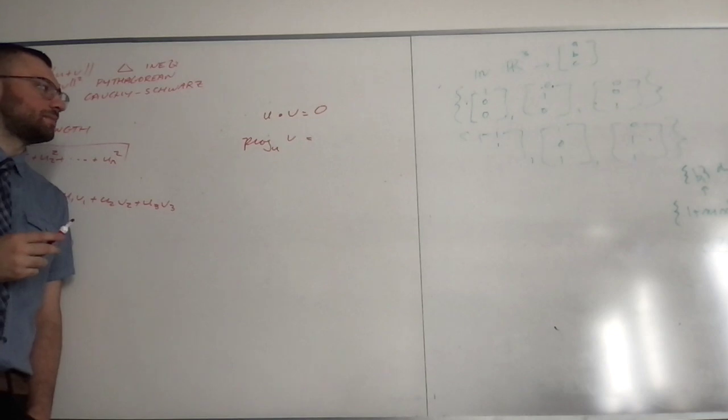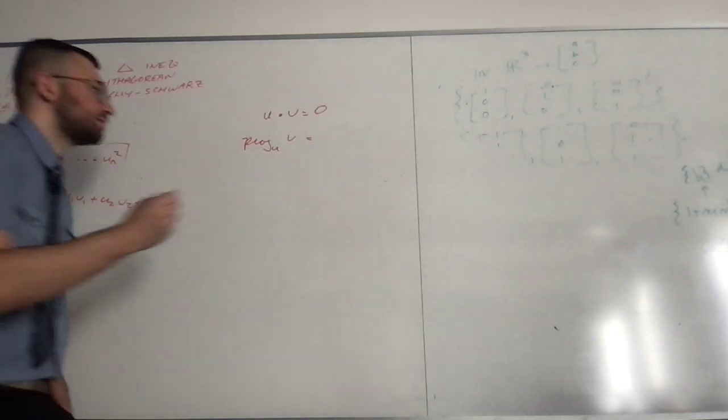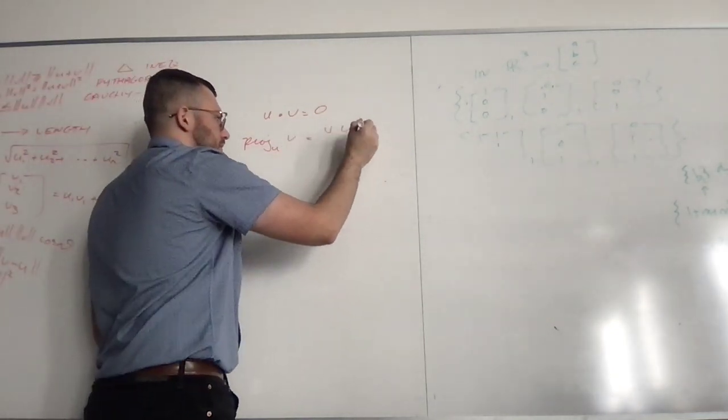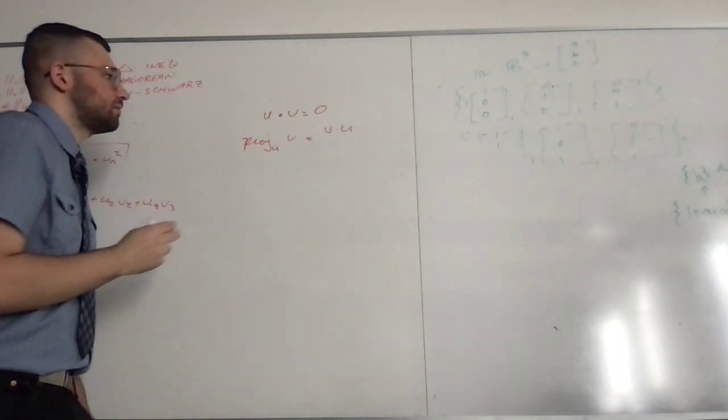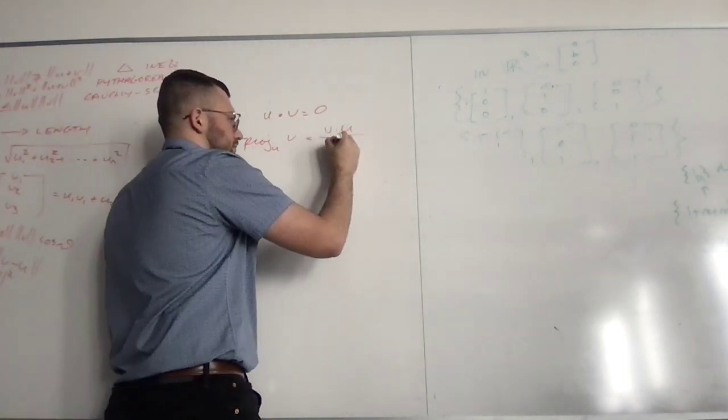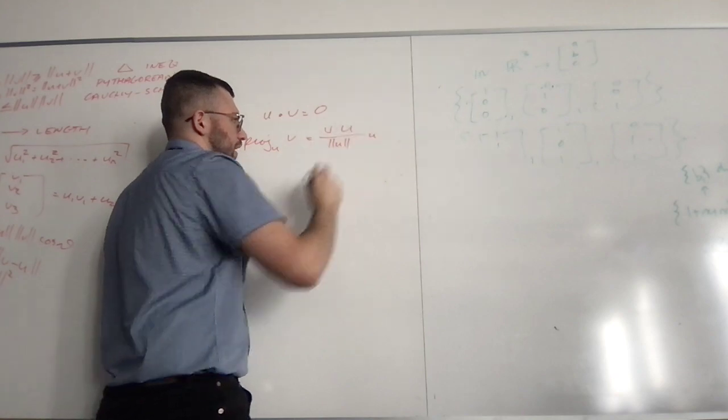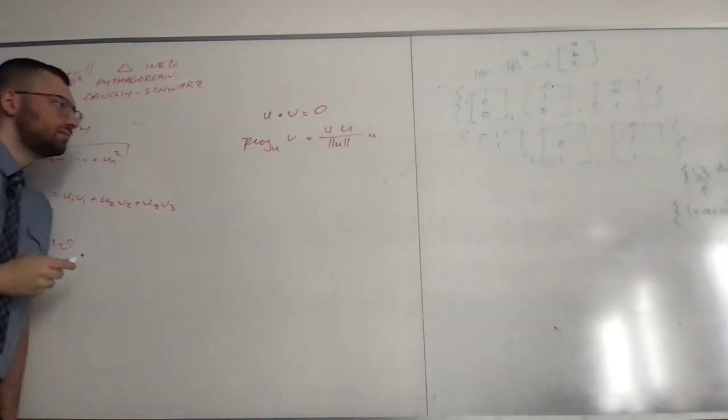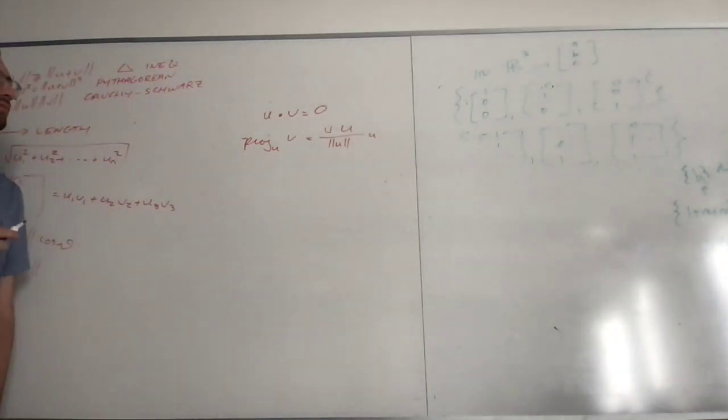Anyone remember this formula? v dot u over the norm of u times u, I think. I think so. I think that's right.